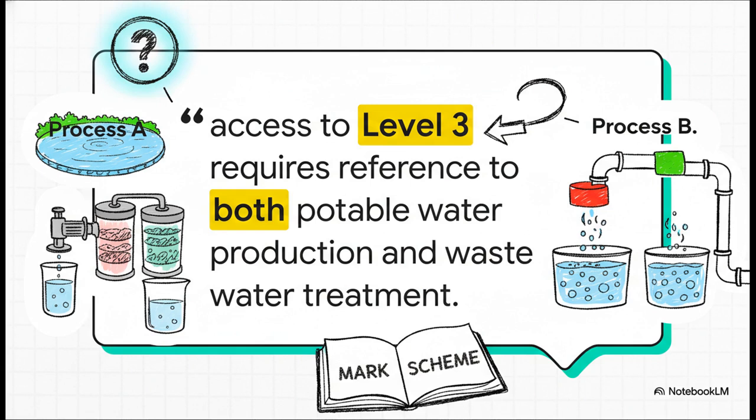To get access to that top level, level 3, your answer absolutely must talk about both potable water production and wastewater treatment. If you only explain one of them, even if you do it perfectly, you're putting a cap on your score. They need to see that you understand the whole picture.